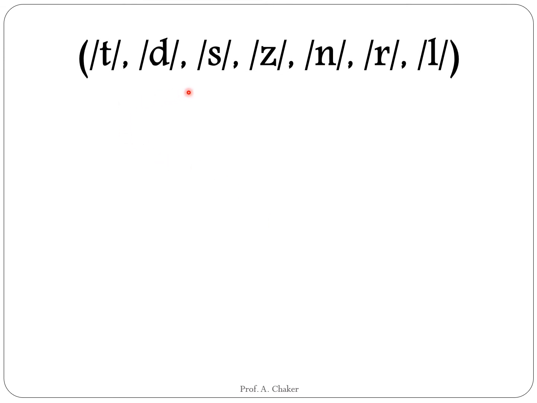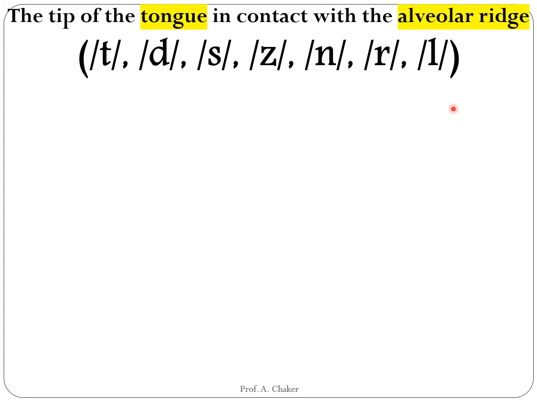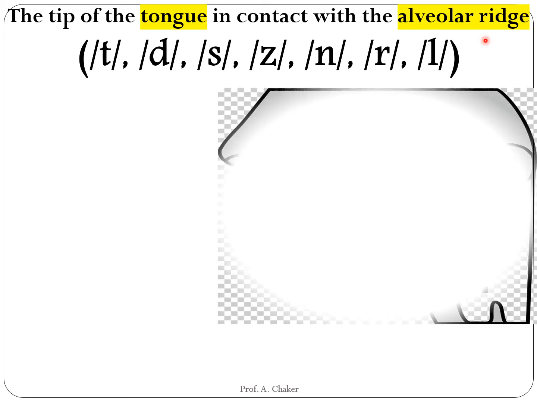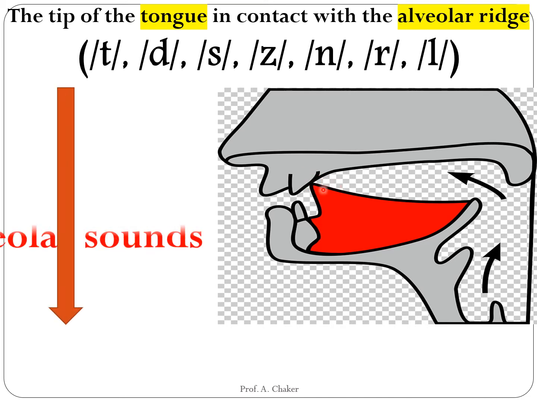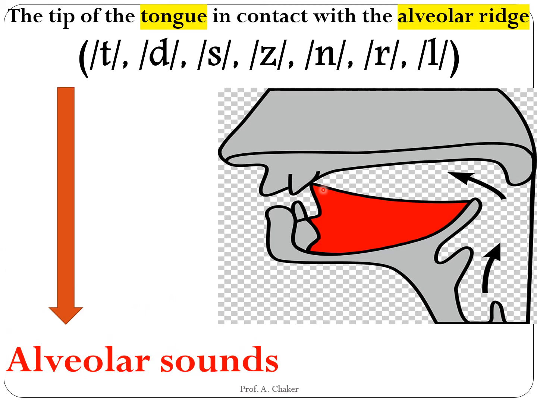T, D, S, Z, N, R, L. They are produced in the same place of articulation, which is the contact between the tongue and the alveolar ridge. That's the area behind the teeth. Look at the picture. You see the tip of the tongue behind the upper teeth. These sounds are called alveolar sounds. This comes from the word alveolar ridge.